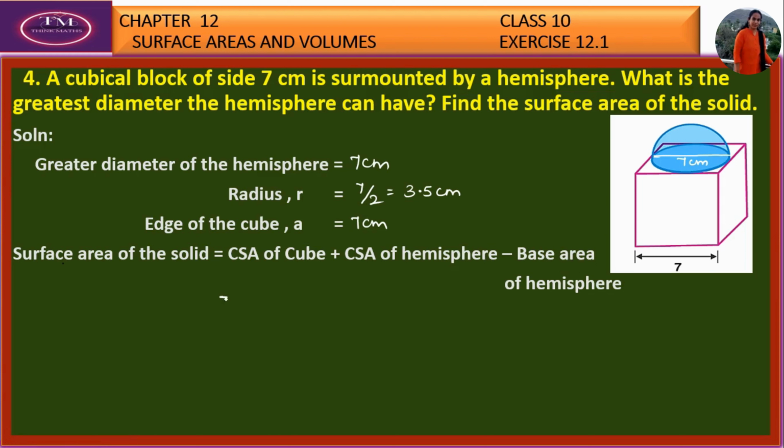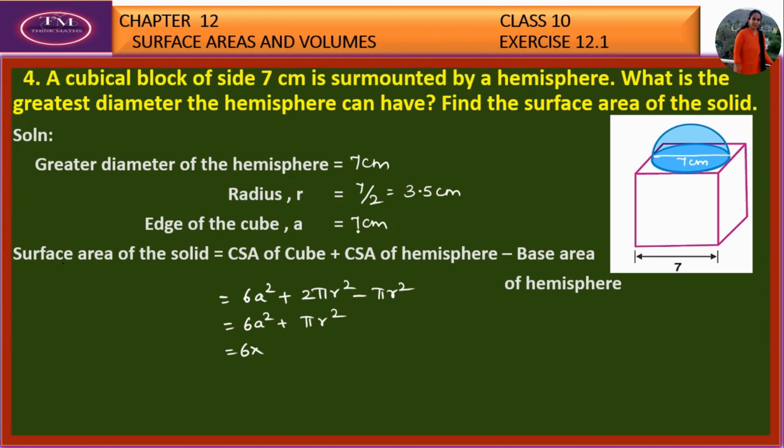Now writing all the formulas. What is the surface area of the cube? Surface area of the cube is nothing but 6a square. Curved surface area of the hemisphere is 2 pi r square. Base area is pi r square, so the base area is a circle, so it is pi r square. So it is 6a square plus 2 pi r square minus pi r square.